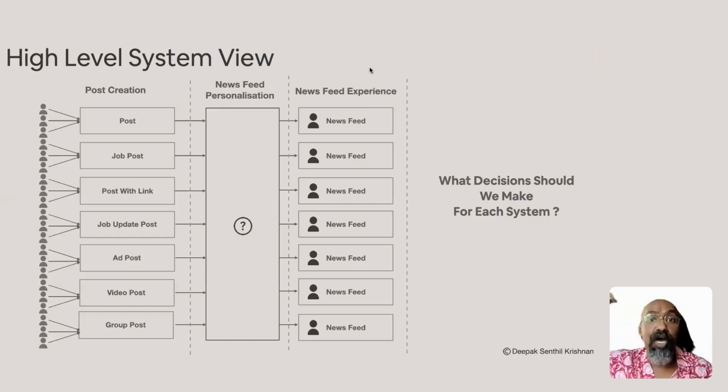asking the next level question. How do you create a post? What goes into creating newsfeed personalization? What kind of questions should I ask? What goes into finally crafting the newsfeed experience, right?